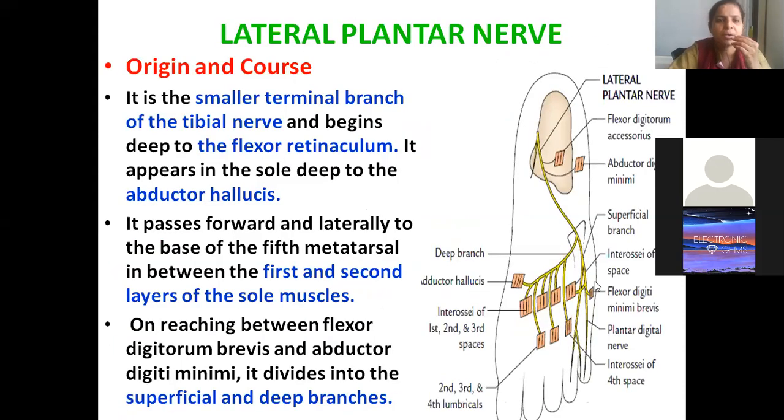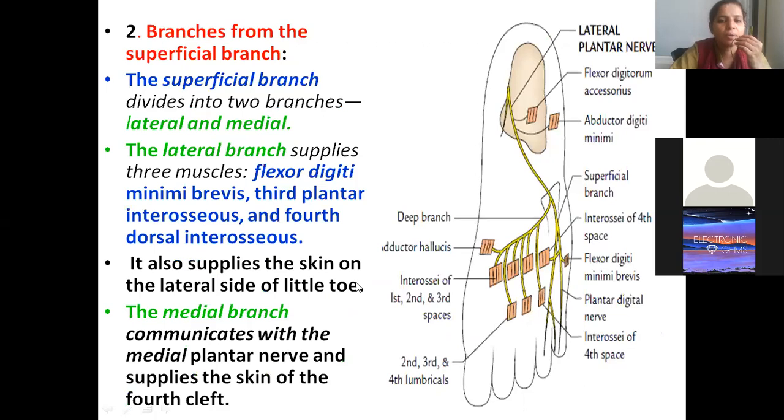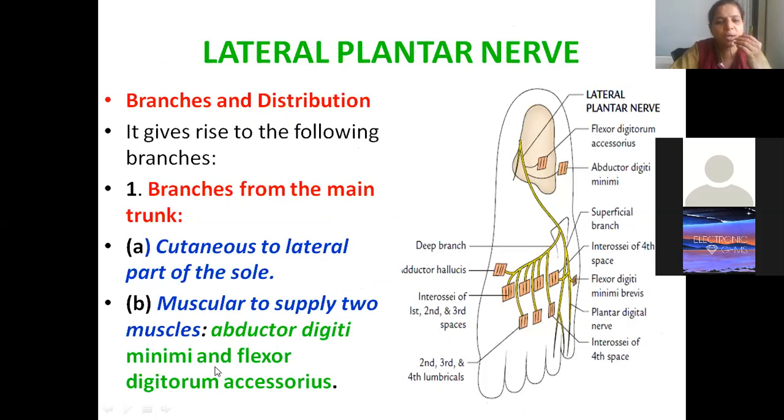See, this is the lateral plantar nerve. So whatever we have seen in the diagram, it's written in words. The smaller terminal branch of tibial nerve begins deep to flexor retinaculum. It appears in the sole deep to the abductor hallucis. It passes forwards and laterally. Okay, at the base of the fifth metatarsal in between first and second layers of sole muscles. Then on reaching the flexor digitorum brevis and abductor digiti minimi, it divides into this superficial branch and deep branch. Okay, so just refer this picture and you can write better.